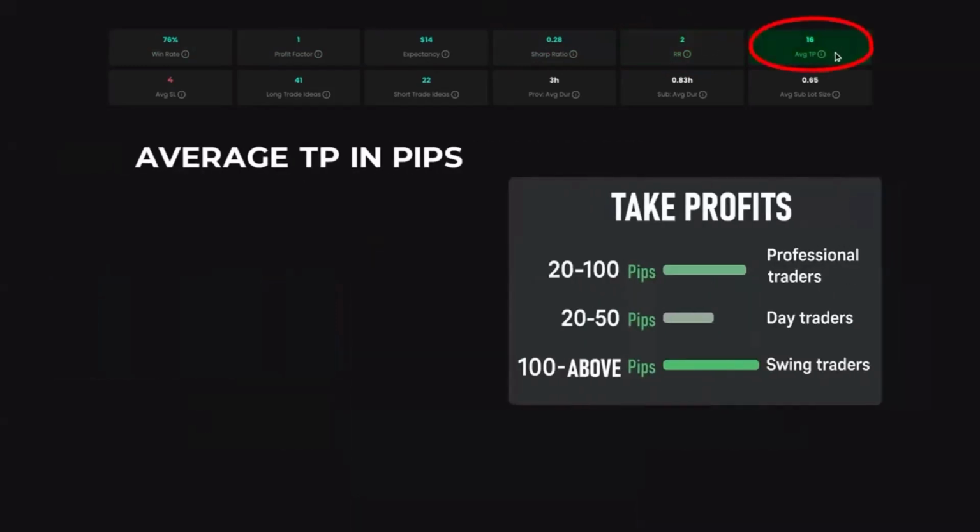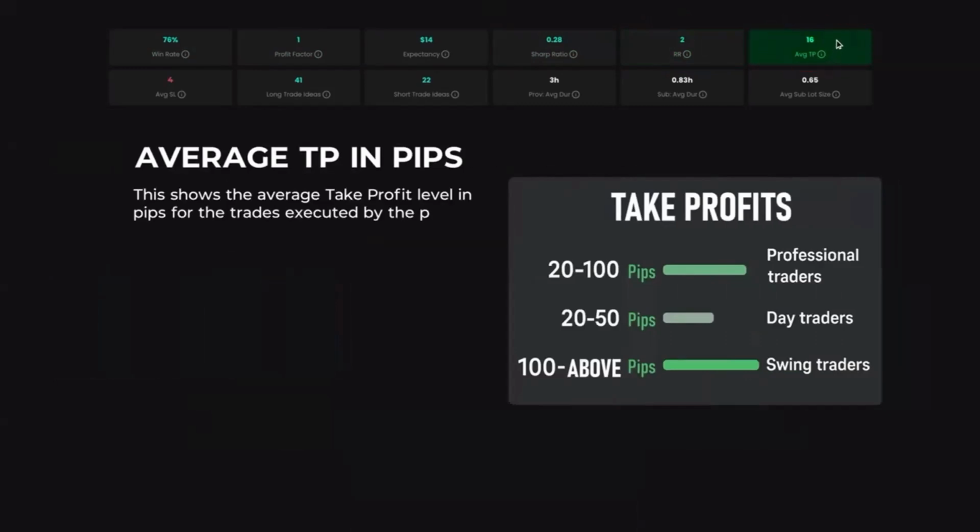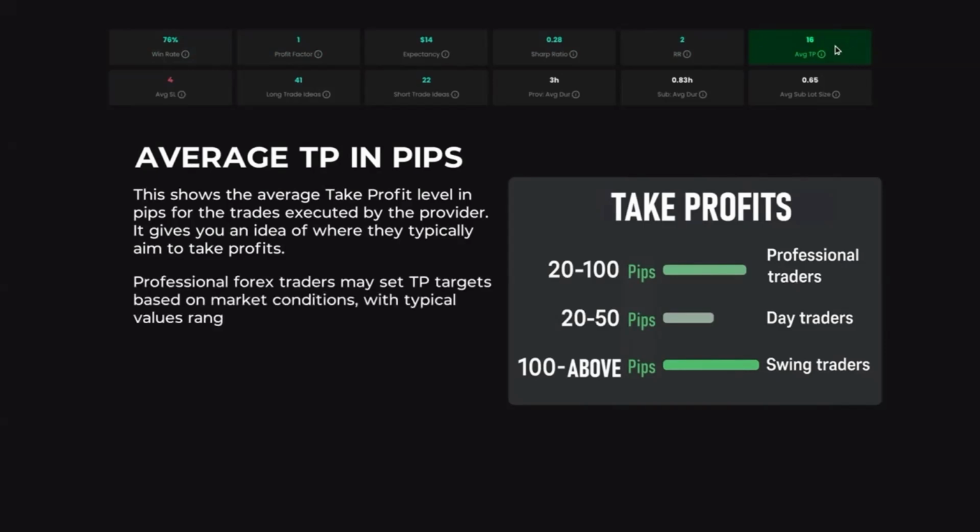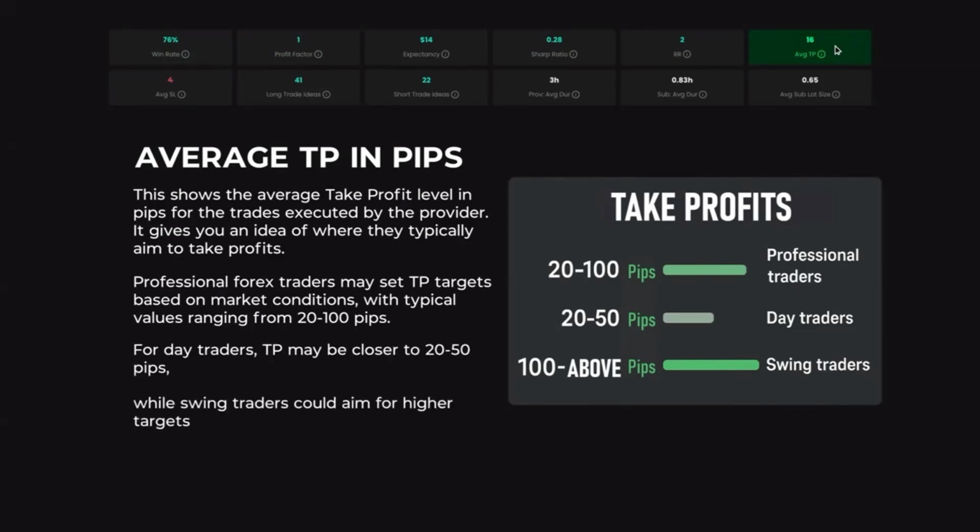Average TP in pips. This shows the average take profit level in pips for the trades executed by the provider. It gives you an idea of where they typically aim to take profits. Professional Forex traders may set TP targets based on market conditions, with typical values ranging from 20 to 100 pips. For day traders, TP may be closer to 20 to 50 pips, while swing traders could aim for higher targets like 100 pips or more.